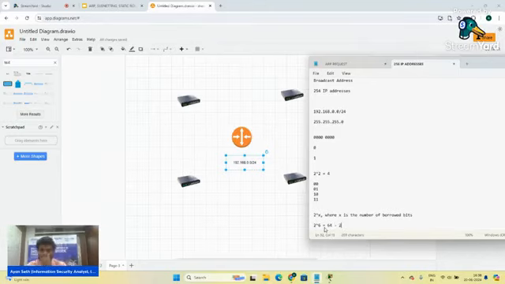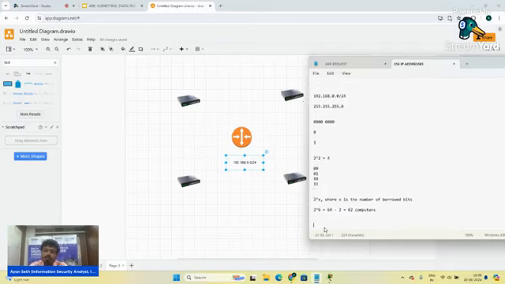Why 2? Because one IP address is reserved for the network address, and another IP address is reserved for the broadcast IP address, right? That's why we can make 62. We can connect 62 computers in each network. Okay.